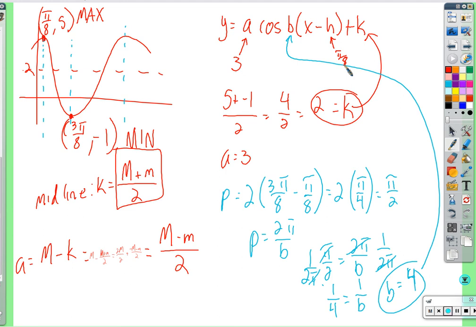So we figured out all of these things. Let's get the final answer here. y equals 3 times the cosine of, oh sorry, B. B was 4. 4 times x minus pi over 8, plus 2. That's a long problem. That's why you only have 4 of them.